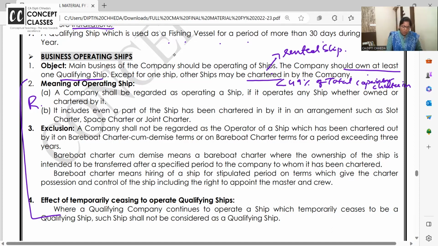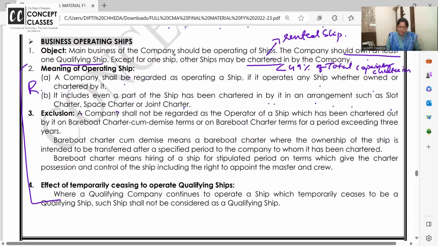Chalo. Now operating ship. A company shall be regarded as operating a ship if it operates any ship, whether owned or chartered. It includes even a part of the ship that has been chartered in as an arrangement such as slot charter, space charter, joint charter. It means that if you are chartering in shipping business, you take a slot: 10 to 12 in the morning we will use, 12 to 6 someone else will use. So that is time and space, the ground floor is ours, the first floor is yours. You might take it on rent, but at least one of your own ships should be there.